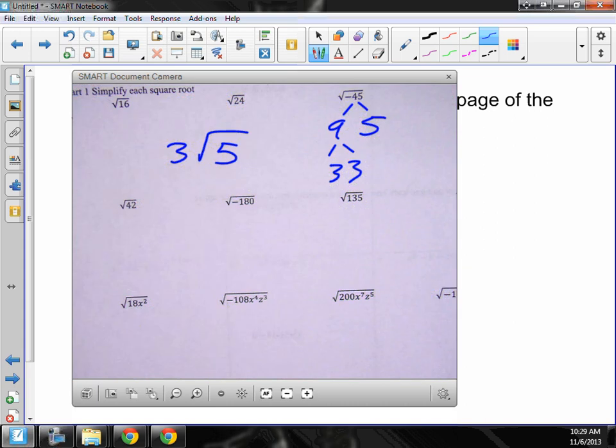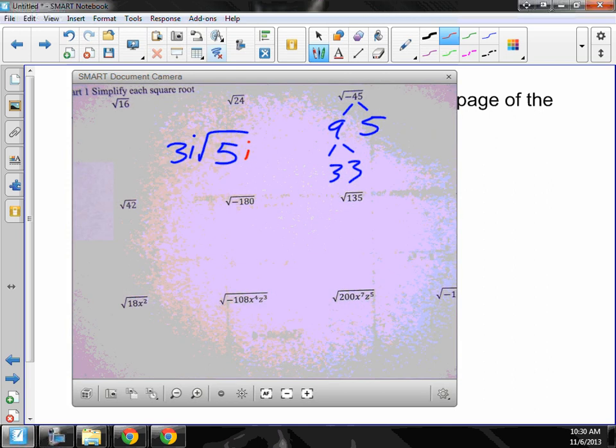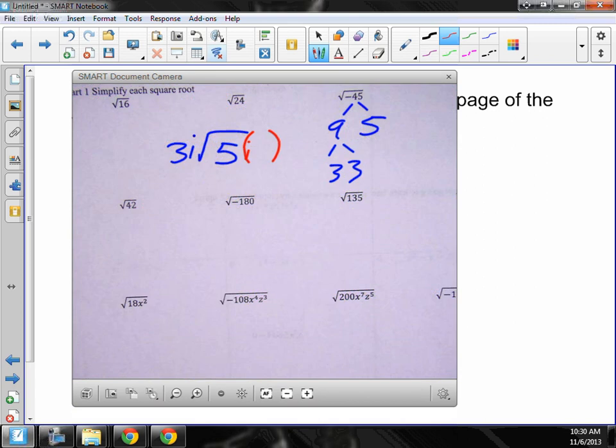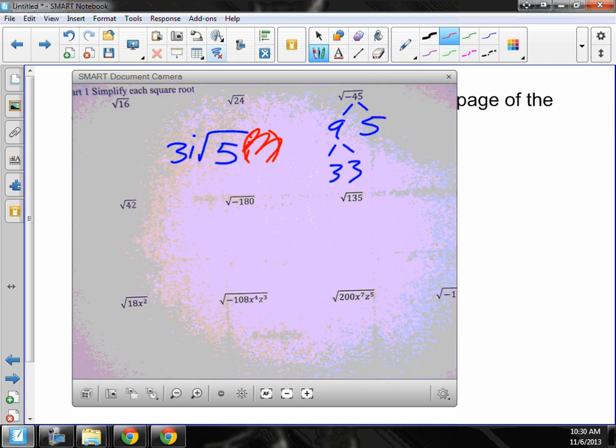Where does the i go? It goes behind the 3, but in front of the square root. And the reason that we put the i there is, if I put the i back here, is that inside or outside? It's hard to tell. So the i actually goes outside, but if you put it at the end, it's really hard to tell. So we always put it in front of the square root every time.